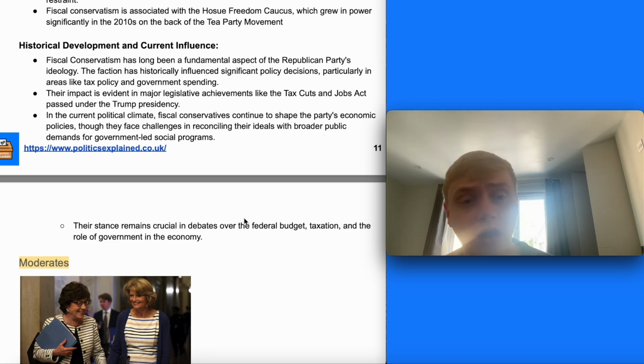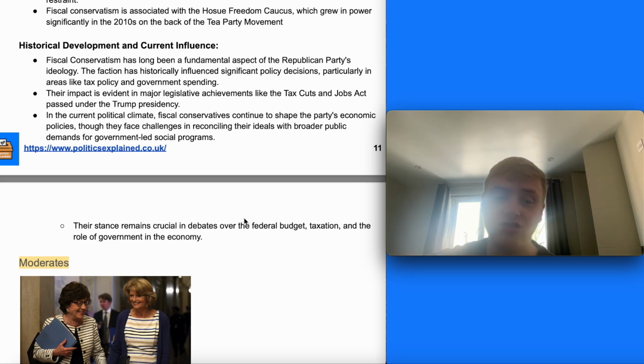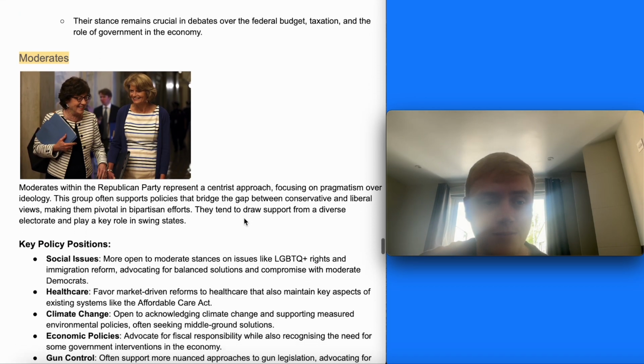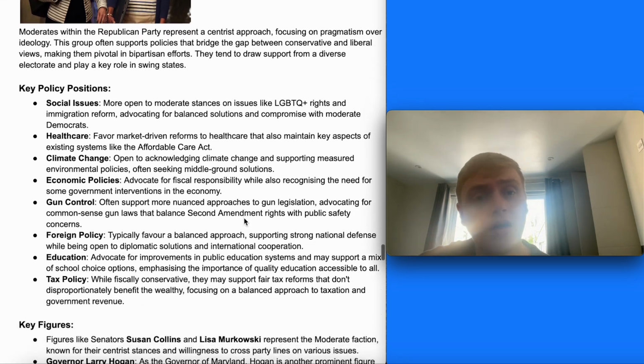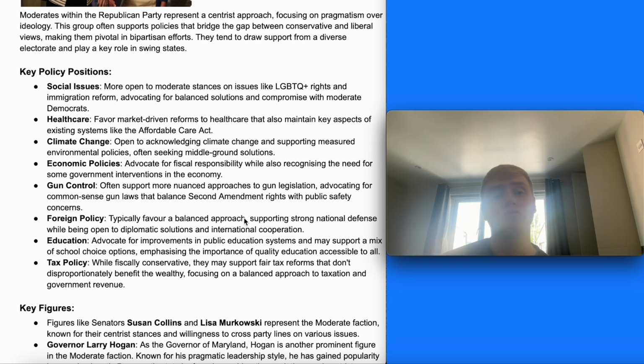In the current political climate, fiscal conservatives continue to shape the party's economic policies, though they face challenges in reconciling their ideas with broader public demands for government-led social programs. And their stance remains crucial in debates over the federal budget, taxation, and the role of the government in the economy. Moderates within the party represent a centrist approach, focusing on pragmatism over ideology. They support policies that bridge the gap between conservative and liberal views, making them key in bipartisan efforts.